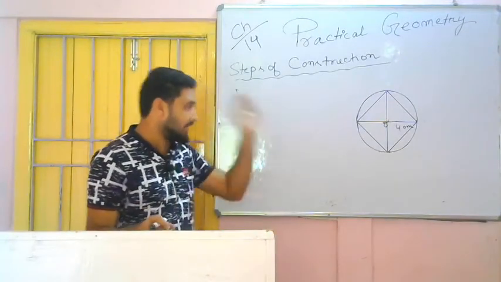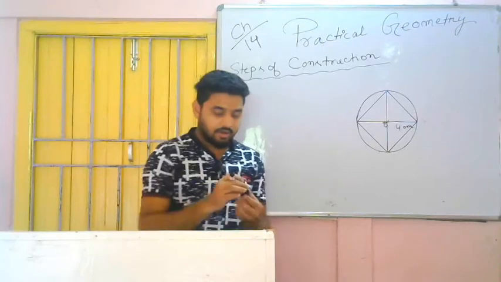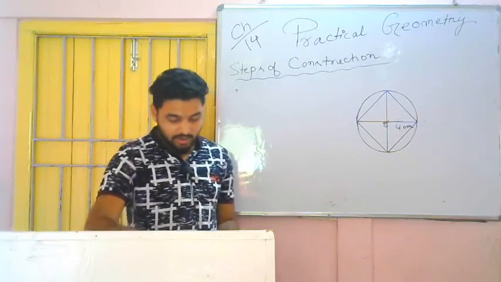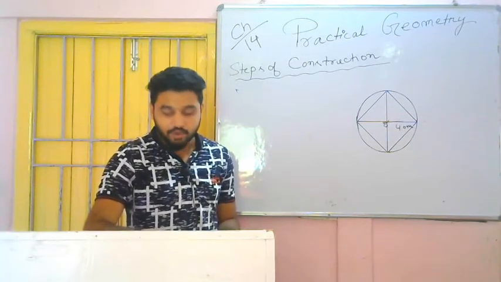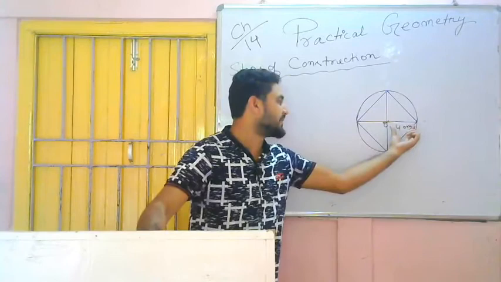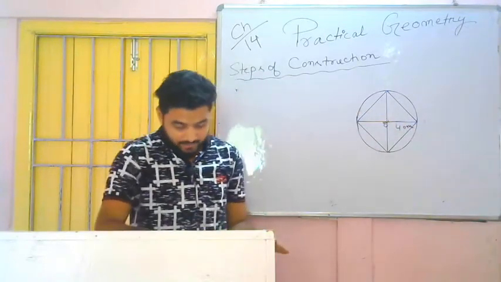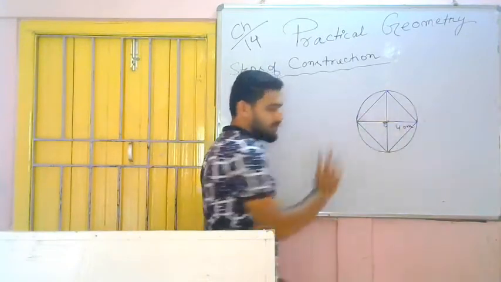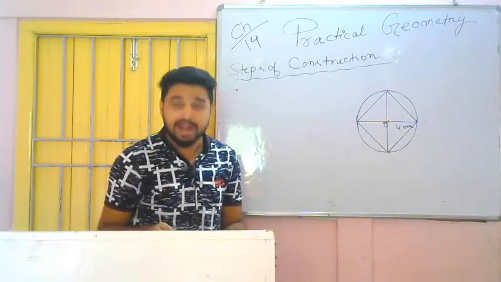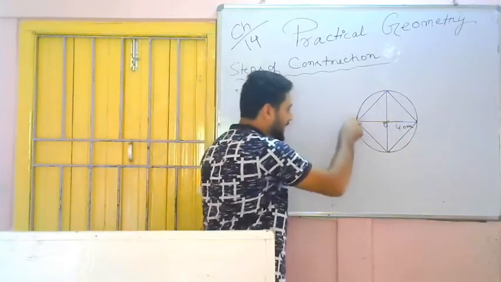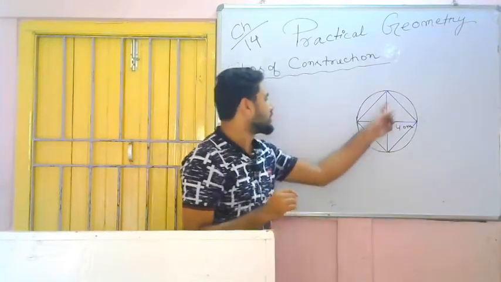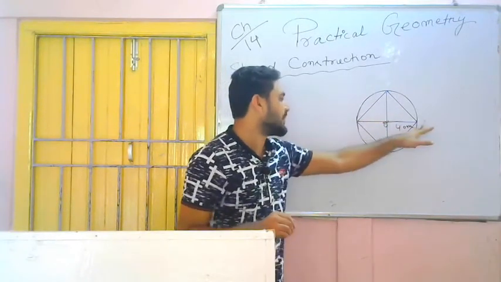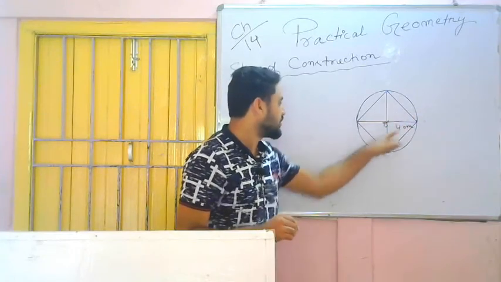According to the question, the diagram is drawn. Let me read the question again so you understand. Draw a circle of radius, say, 4 centimeter. That means with radius 4 centimeter I have drawn a circle. Draw any two of its diameters. I have drawn two diameters. Join the ends of these diameters. In this diameter there are two ends and in this diameter there are two ends, so I have joined them with one another.